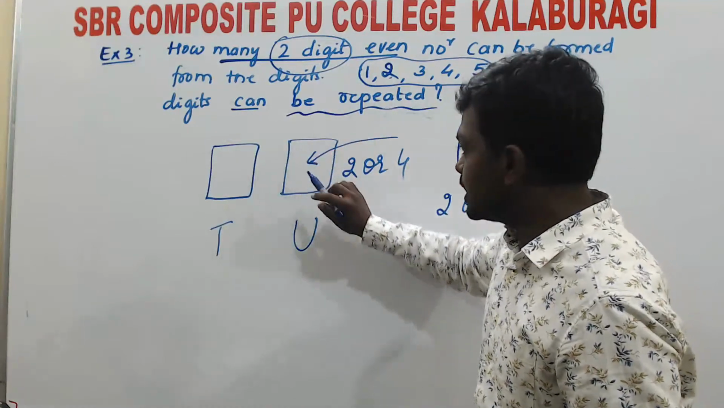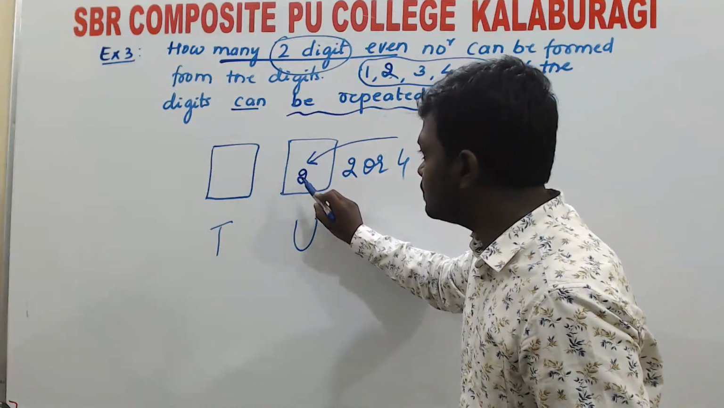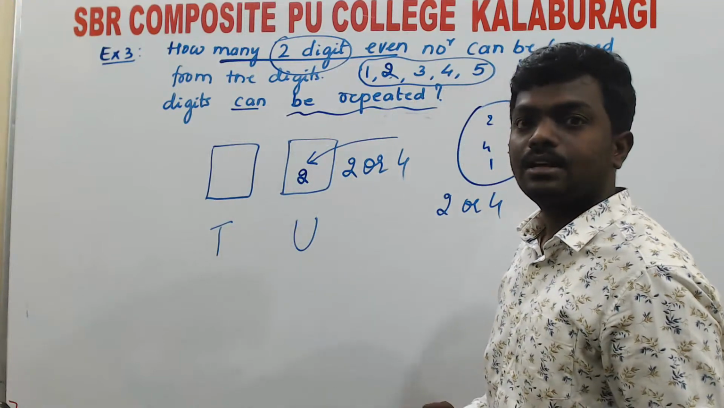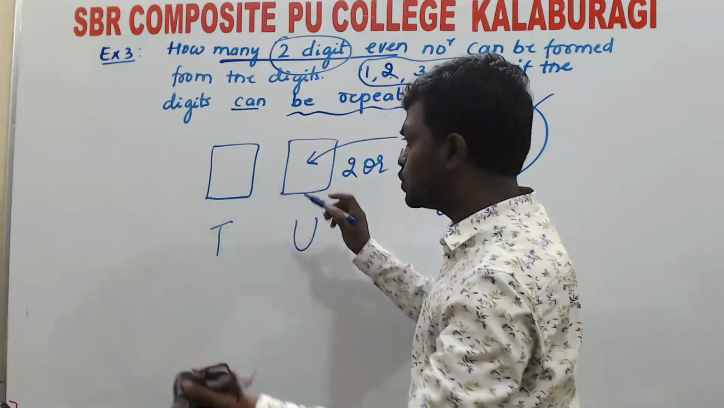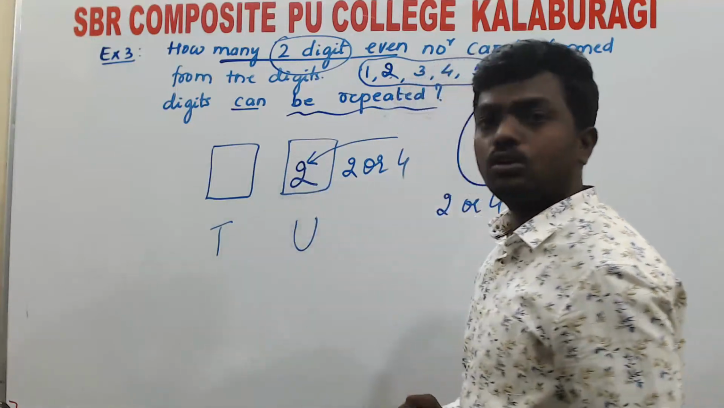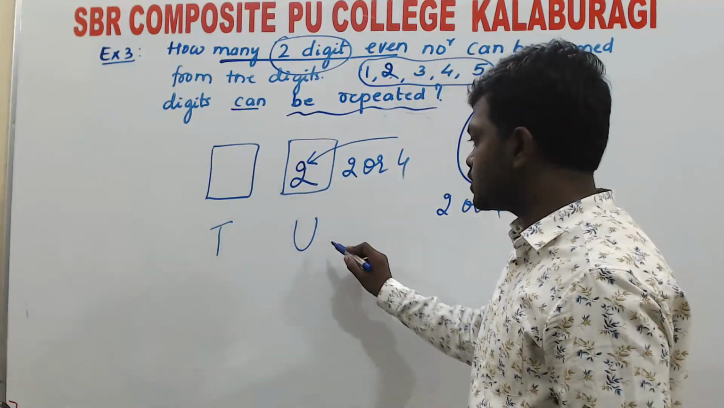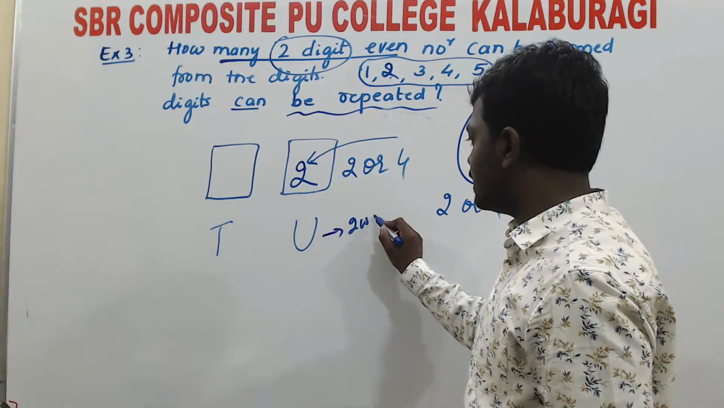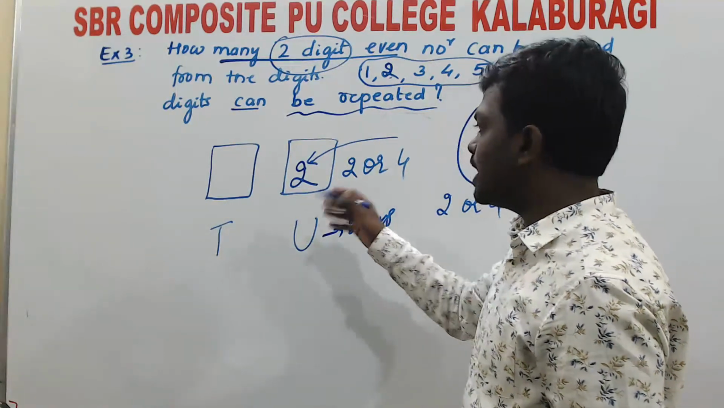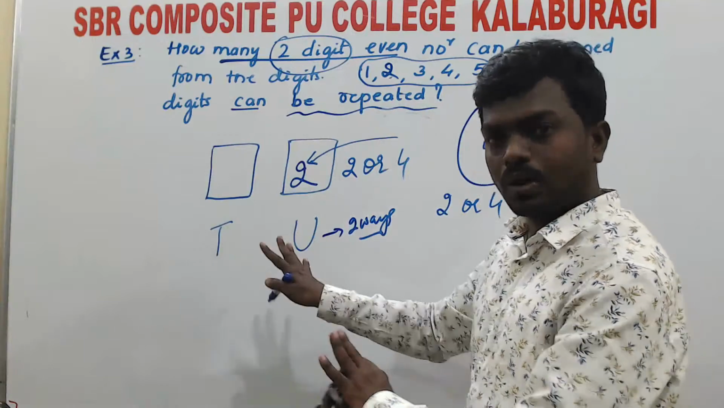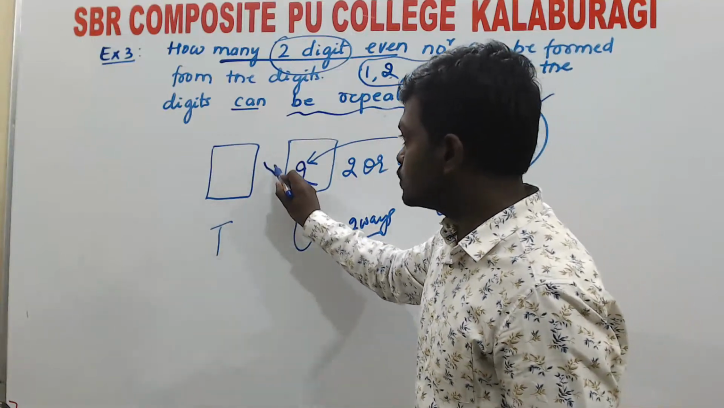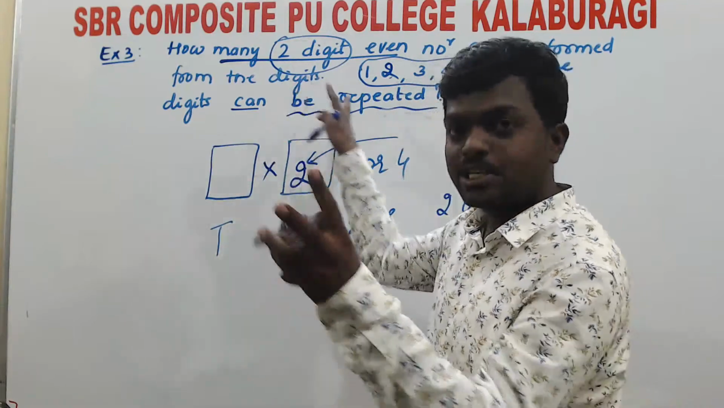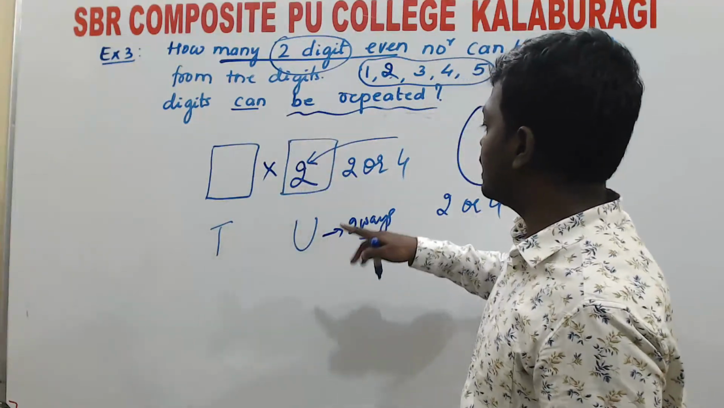So to fill this place, how many ways do we have? 2 ways, right? Units place we can fill with either 2 or 4. So the units place can be filled in 2 ways, either by 2 or 4. That's it, over units place. But the event is not over yet, right? The experiment operation is not completed yet.